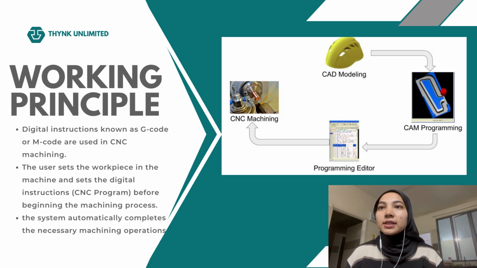As you can see, this is the diagram that shows the CNC machining workflow. In order to move a tool and a workpiece in a CNC machine, digital instructions known as G code or M code are used in CNC machining. Then the operator sets the workpiece in the machine and sets the digital instructions in the CNC program before beginning the machining process. After that, the system automatically completes the necessary machining operation with help and guidance from the user.